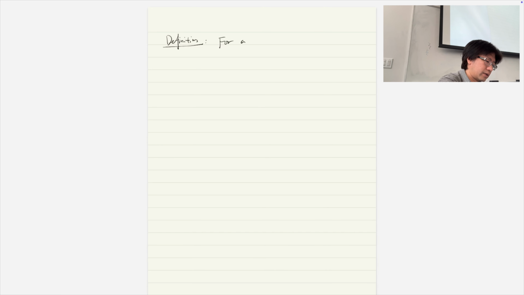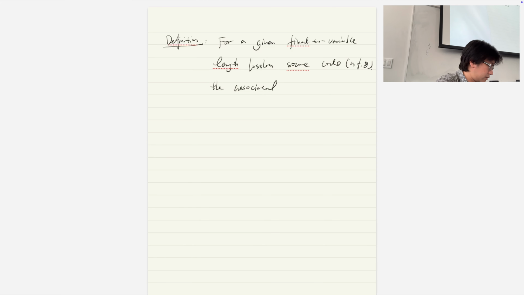Okay, for a given fixed to variable length lossless source code, the associated length function is defined as the following.